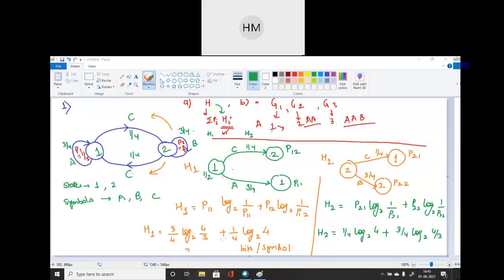So, I will write the answer on the screen. For both the values, I am getting same answer. That is 0.8112 or 0.8111 bits per symbol. So, it's clear.